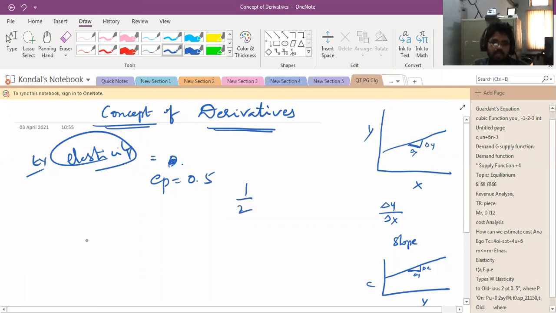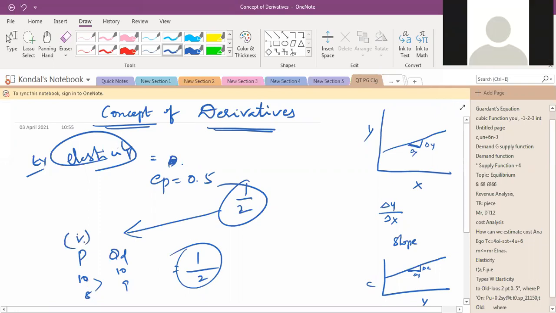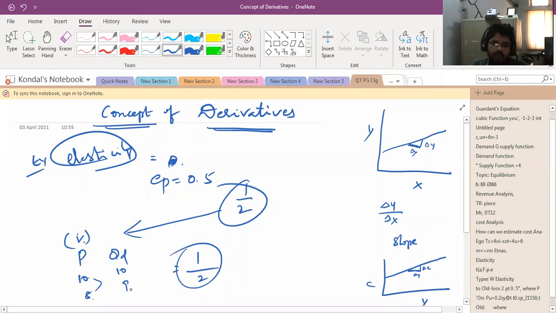To get the slope only, I'm going to give a simple example of price and quantity demanded. Price goes from 10 to 8, and demand goes from 10 to 9. How much is the change in quantity demanded? 1. Price changes by 2. But I am explaining only the slope, not the percentage. If you take it in terms of percentage, 10 to 8 is 2%, and 10 to 9 is 1%. So 1% to 2%, 1 by 2 is equal to 0.5.